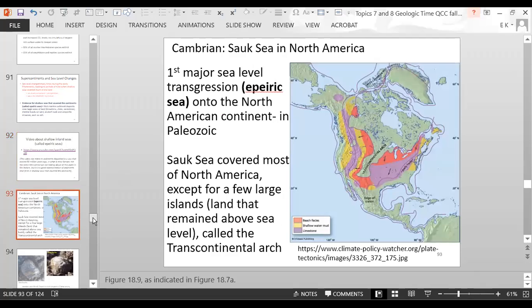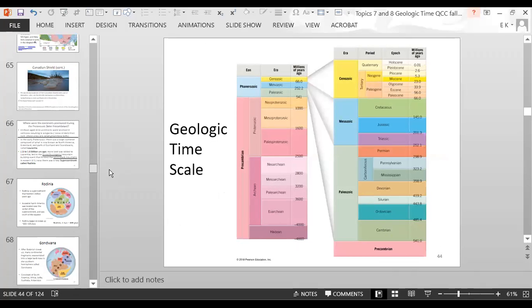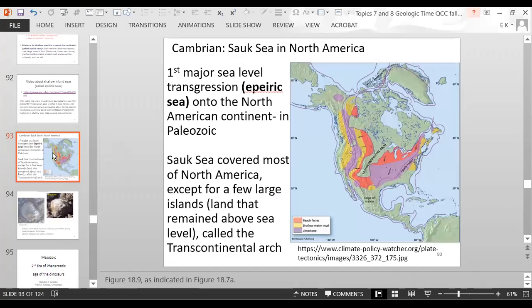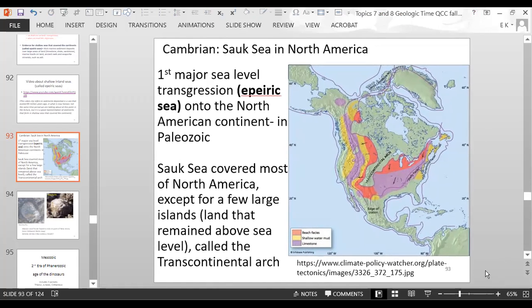So during the Cambrian period, again, if you consult back here, the Cambrian is 541 million to 485 million years ago. During that Cambrian period, we had a sea that covered North America, and scientists have called it the Sauk Sea. It was the first major sea level transgression onto the North American continent in the Paleozoic. It covered most of North America except for a few large islands called the Transcontinental Arch.